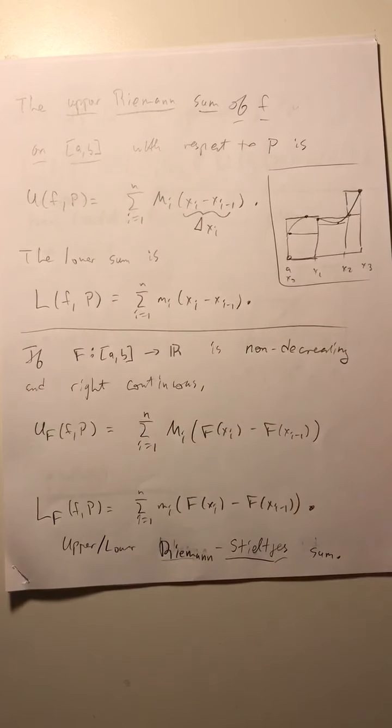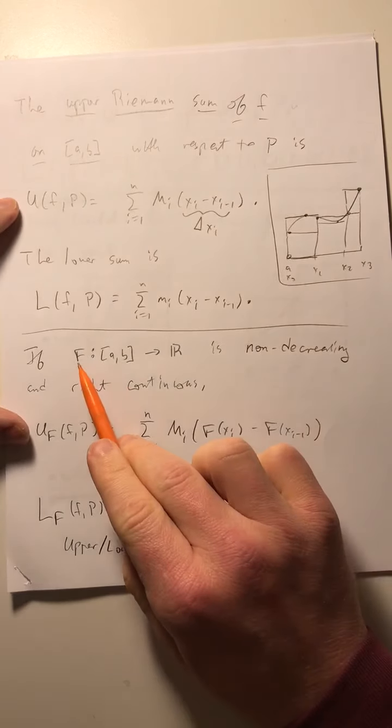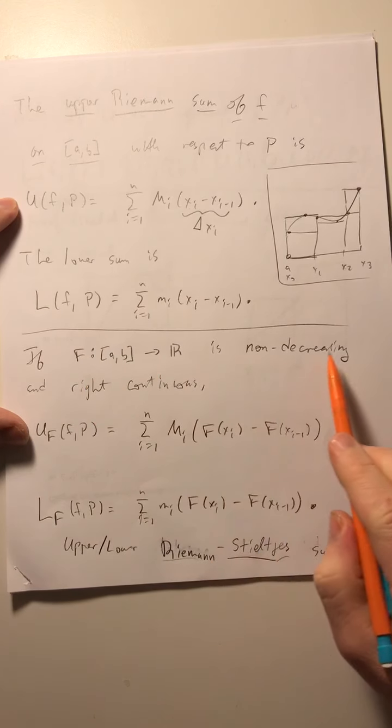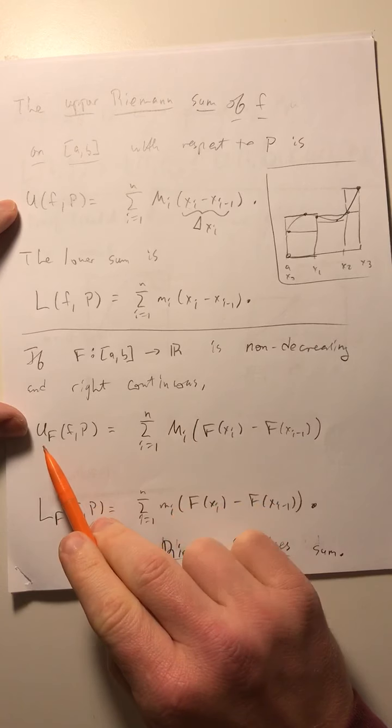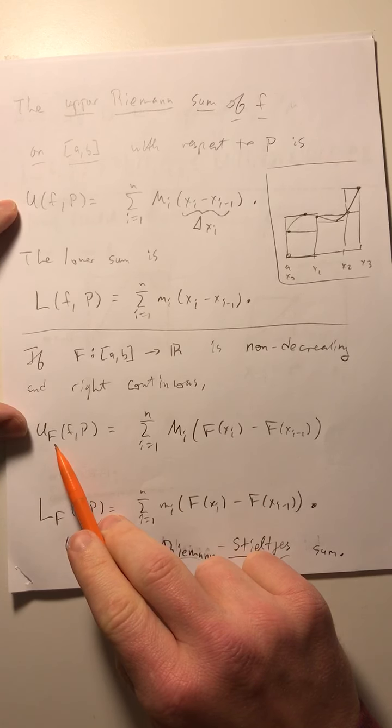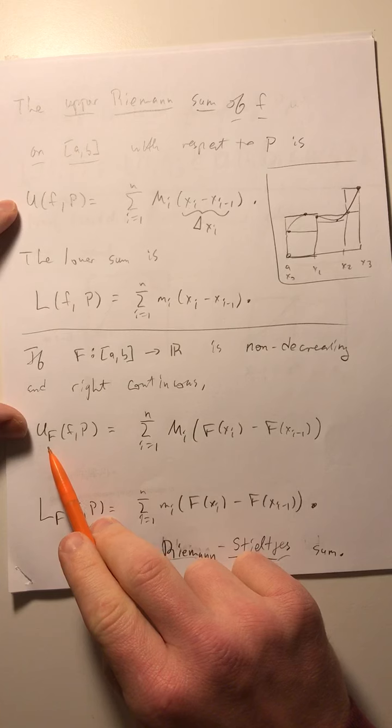Okay. So more generally, if I have this capital F, which is a non-decreasing and right continuous function, then I can define this upper sum with an F sum.